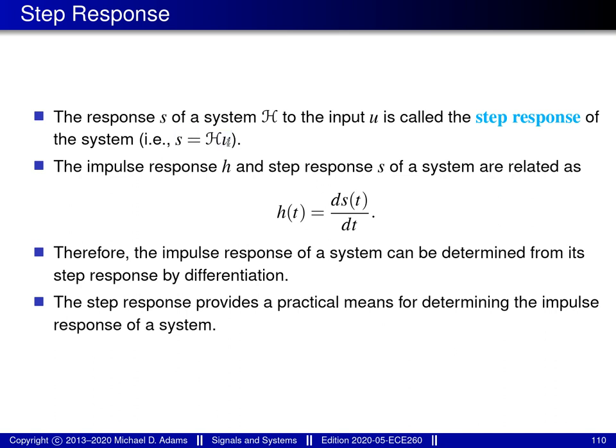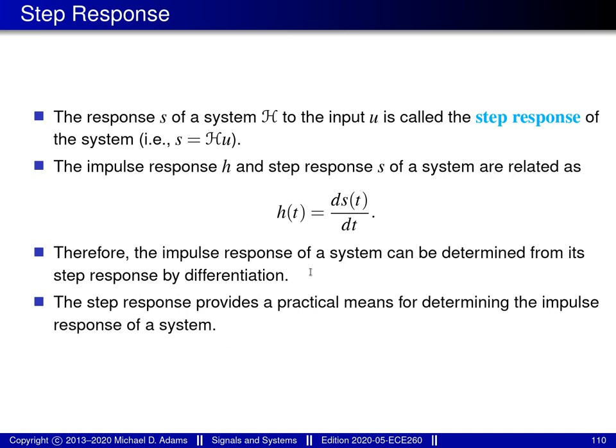Now it turns out that the impulse response and the step response of a system are related by this equation here. So h is the impulse response and s denotes the step response. What you can see from this equation is that the impulse response is simply given by the derivative of the step response. And this is important in a practical sense.